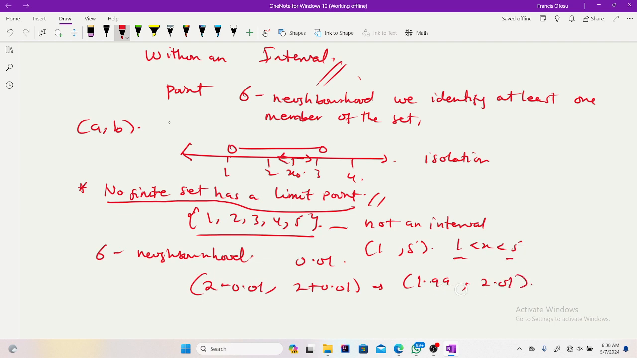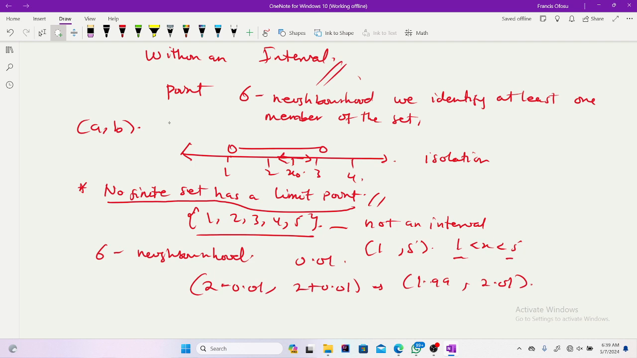So within this interval from 1.99 to 2.01, can we locate any other members here? Because within 1 and 2 there is nothing. They are discrete points. Take note, discrete points. So you realize that within 1.99 to 2.01 there is no number which falls in this range. Therefore, for a finite set, no matter what delta you choose, you will never find other members within that interval.